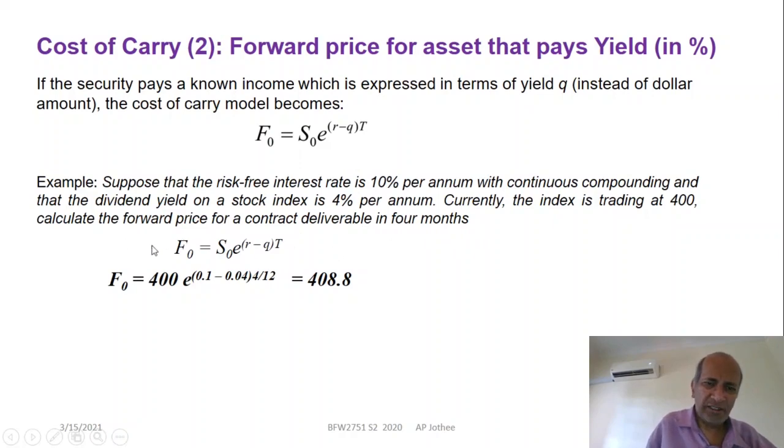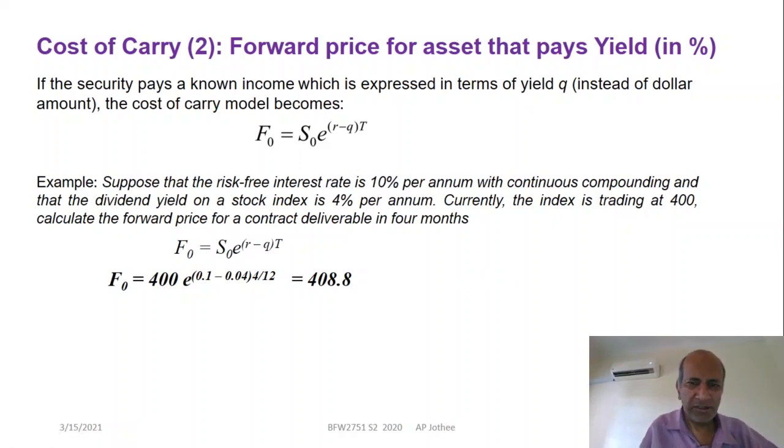So the basic calculation: F0 equals S0 exponential to (R minus Q) times T. That's 400. Now it stands at 400. Exponential to 0.1 is the 10%, minus 0.04 is the yield, times by 4 over 12 because it is going to be delivered in 4 months. So it should be $408.08.